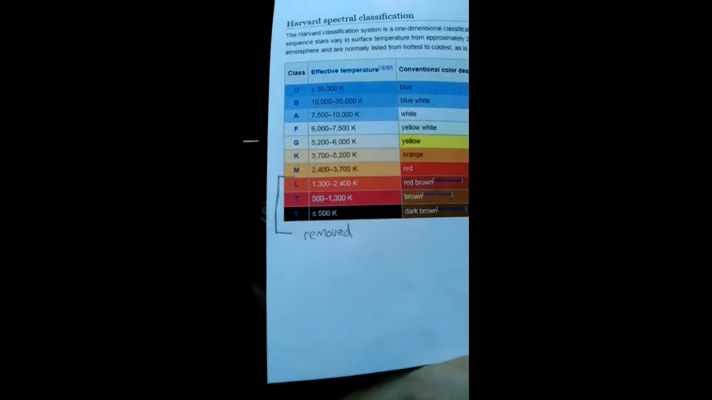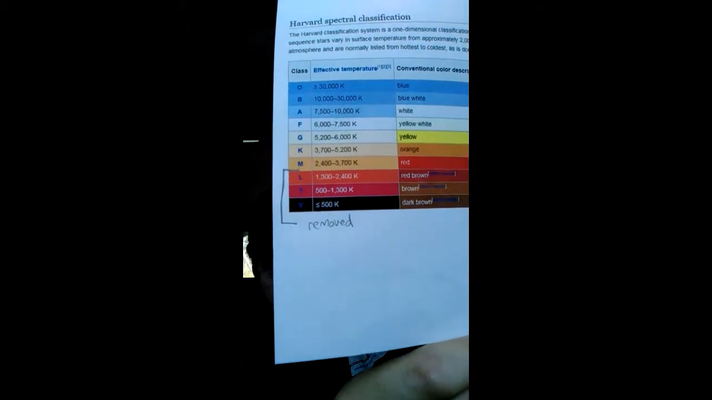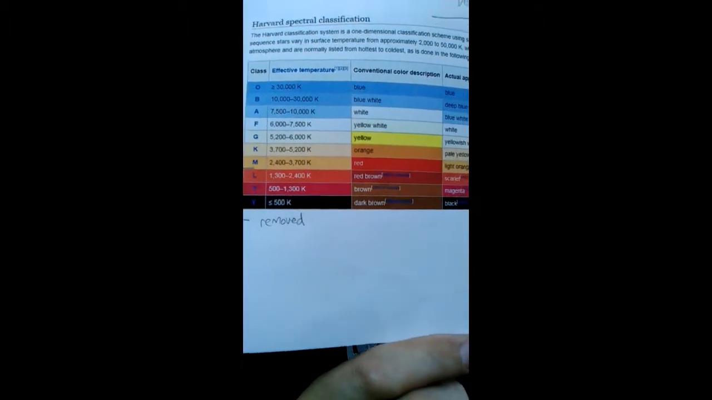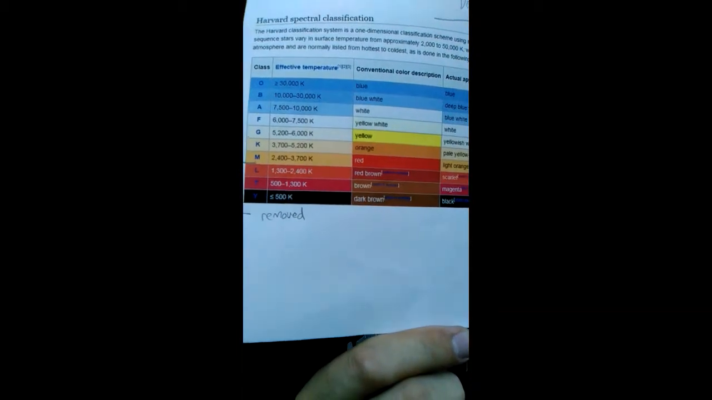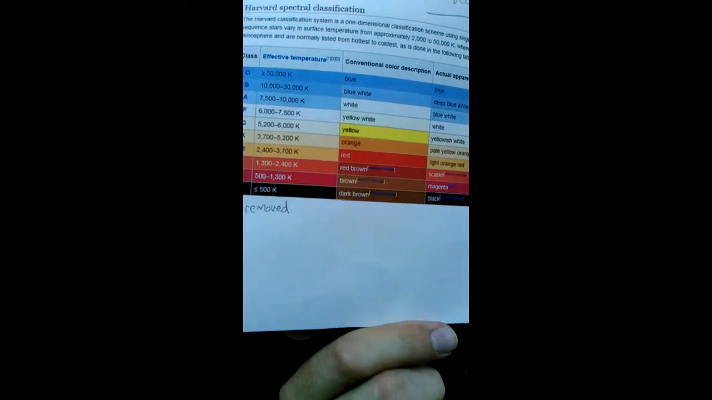I don't know if you can see that. Notice how the temperatures are really cold. 1300 Kelvin to 2400 Kelvin. 500 to 1300 Kelvin, and below 500 Kelvin. Those are where the planets are when they begin forming, obviously, the brown dwarfs, the gray dwarfs, and eventually the ocean worlds and whatnot.